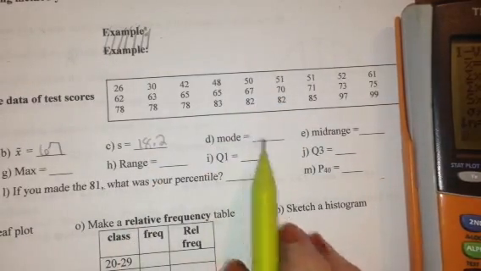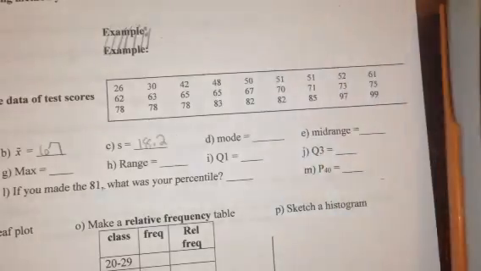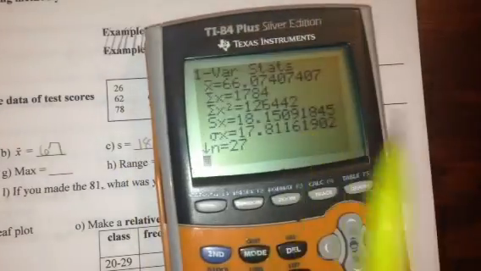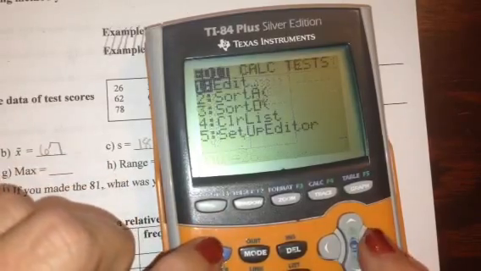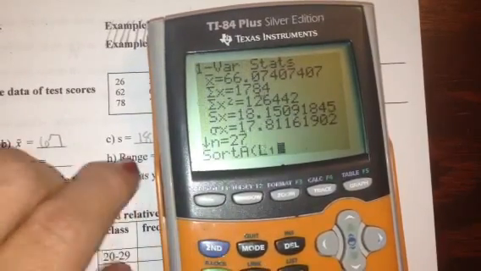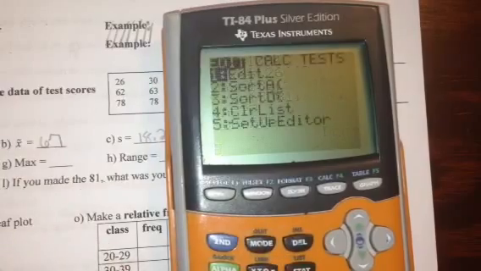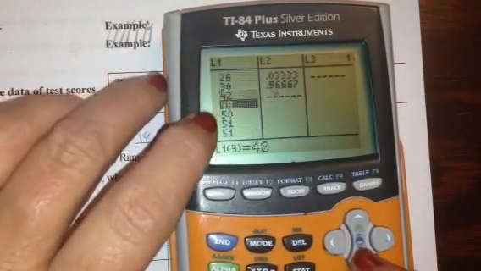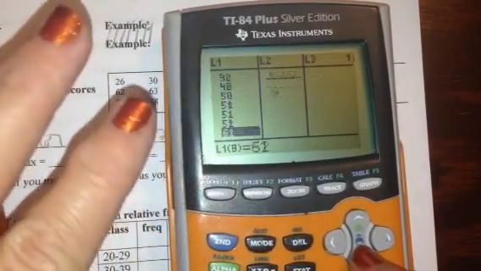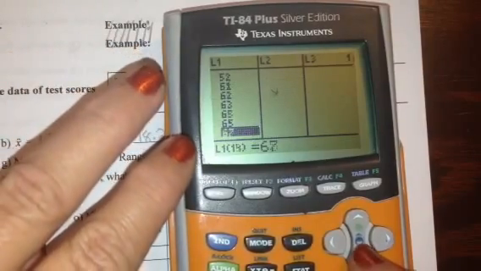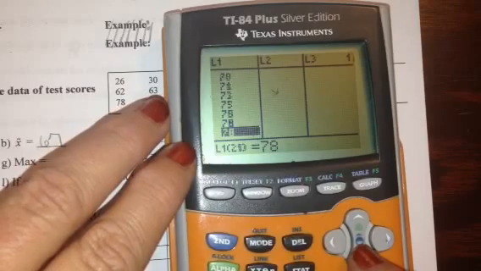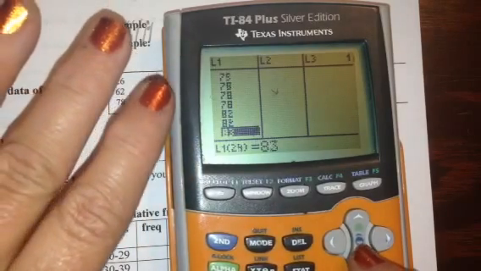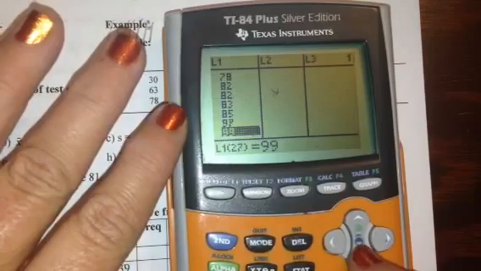My mode, I'm going to sort. Stat, sort, list 1. So stat, edit. There's two 51s, two 65s, three 78s. So I believe the mode is 78.